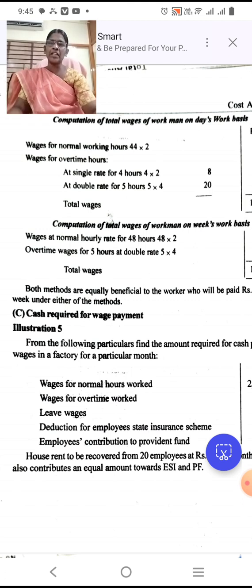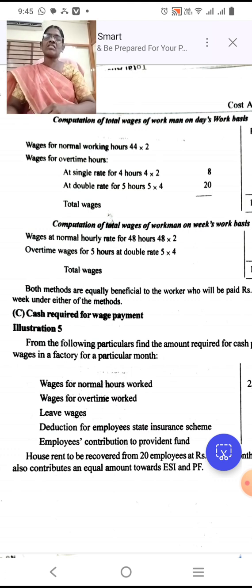It is illustration 5 in our book, page number 4.46. In this problem, we are going to see how much cash we need to pay for wages. So far we had studied how we pay wages at the normal rate, wages for overtime, etc. Calculation of normal and overtime wages, and today in this class we are going to see the cash requirement for wage payment. How do you calculate the cash required before making the wage payment?